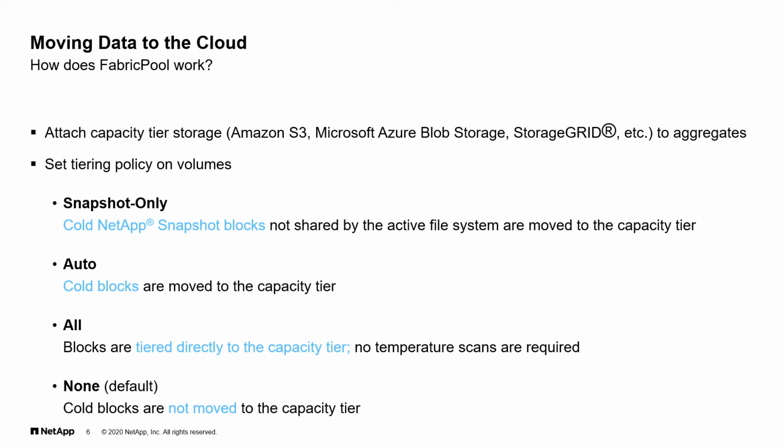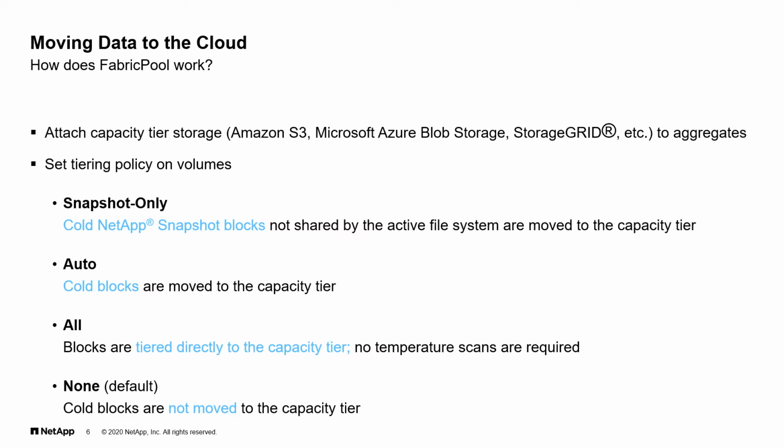So, how does this all work? Well, thankfully, the mechanisms of FabricPool extend what is already great about NetApp ONTAP. A capacity tier is simply assigned to a storage aggregate. Once assigned, the policies that control FabricPool are managed on a per volume basis.